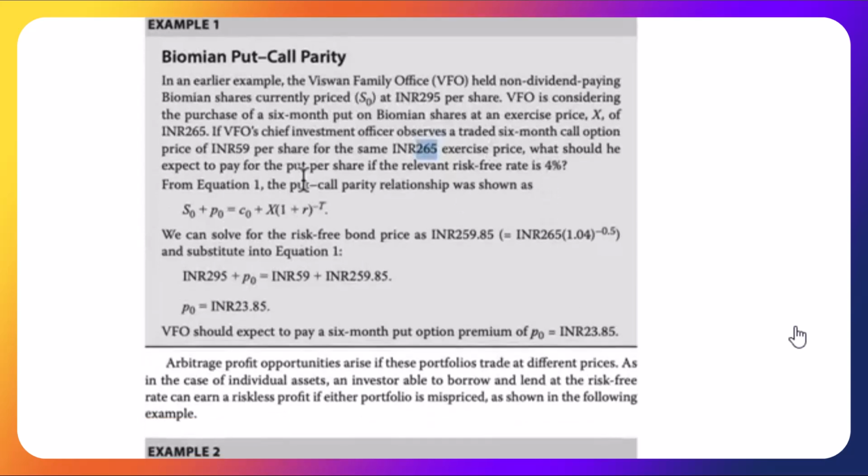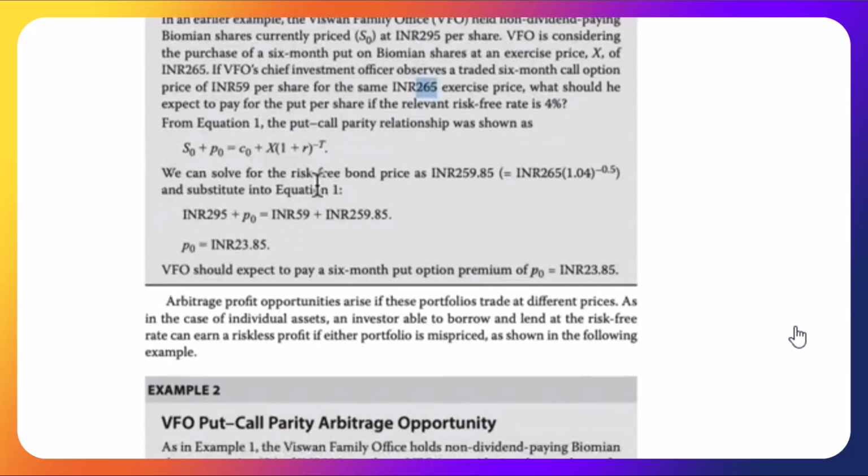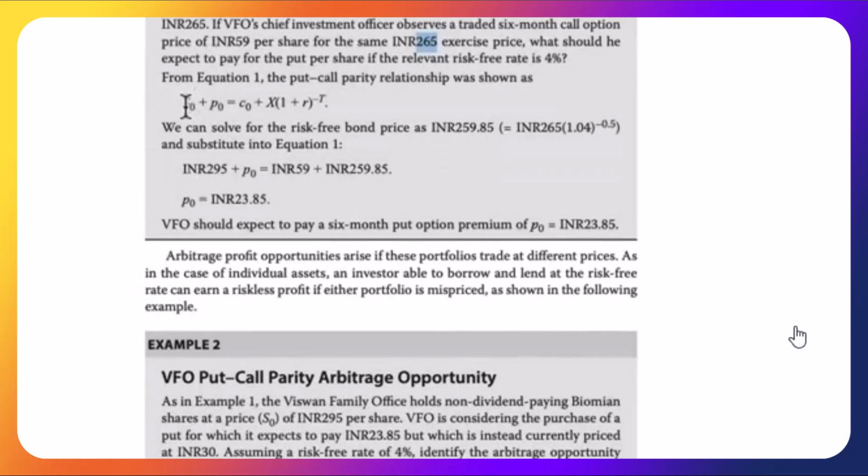Risk-free rate 4%. From equation 1, the put-call parity relationship was shown as the stock plus the put, a protective put, equals the value of a fiduciary call. We can solve for the risk-free bond. Over here, we know that the strike price is 2.65. We know r is 4%, so this is a constant. We can just put the value in right now, 2.5985. We know the stock price is 2.95. This is the one we want to solve for, the put. We know the call is 0.59, and we know the present value of the strike price is 2.5985. Well, you can add these two together, bring 2.95 to the other side, subtract it, you get 0.2385.